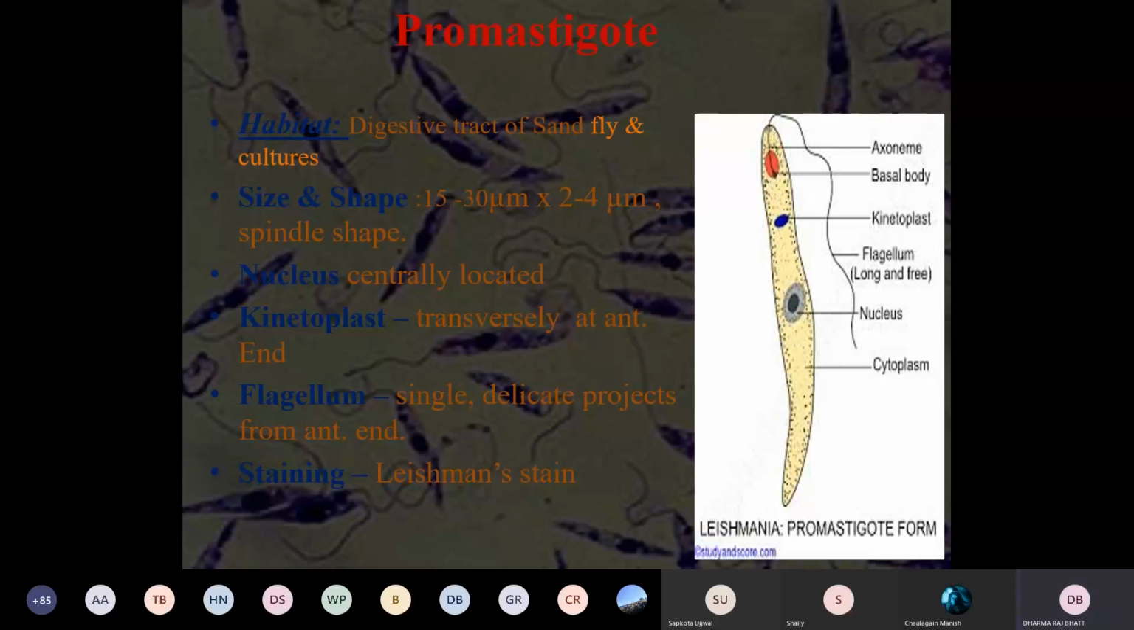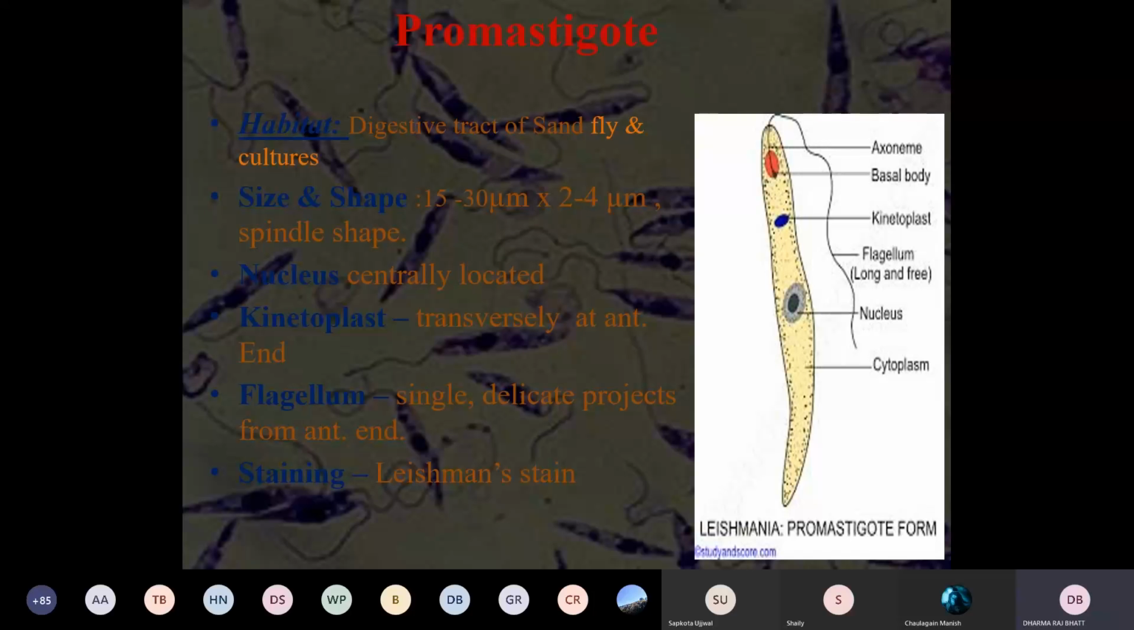So the internal structure, if you look at the basal body, the axoneme continues to grow outside the cell of the parasite and forms a flagellum, a single flagellum, right? So this is the promastigote form of the parasite, which is found either in the vector, the digestive system of the sandfly, or in the artificial culture medium, but not in the human or animal host.